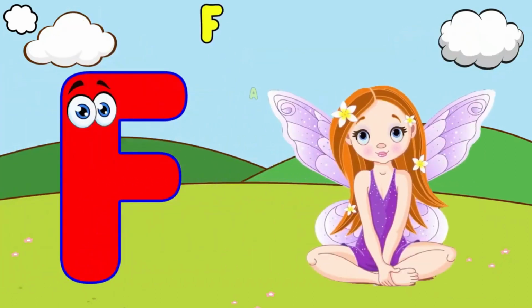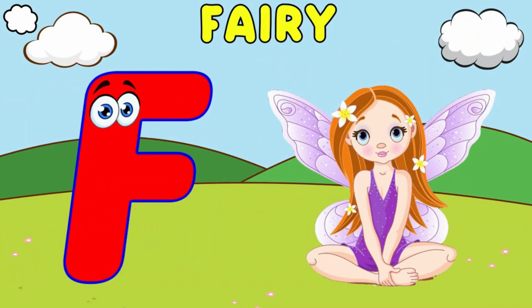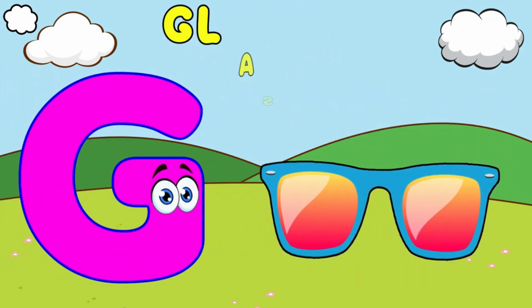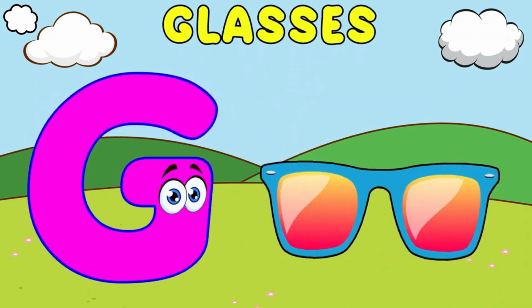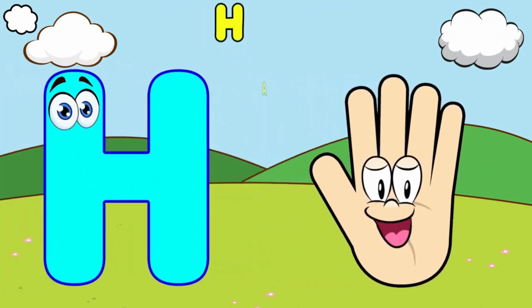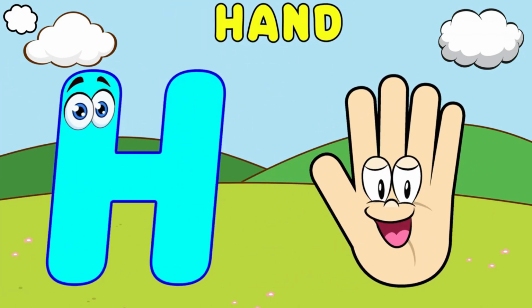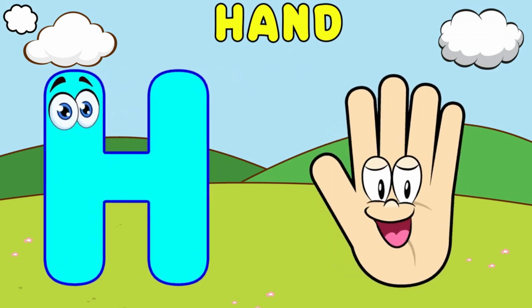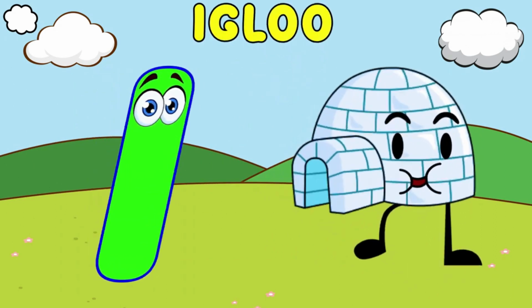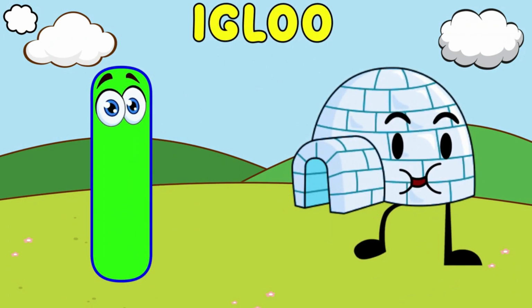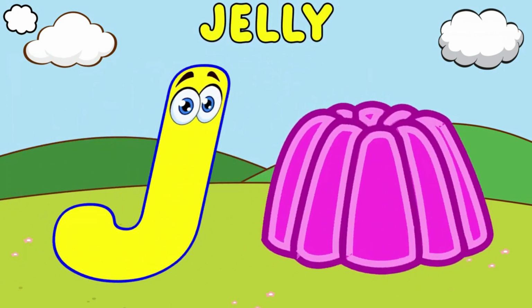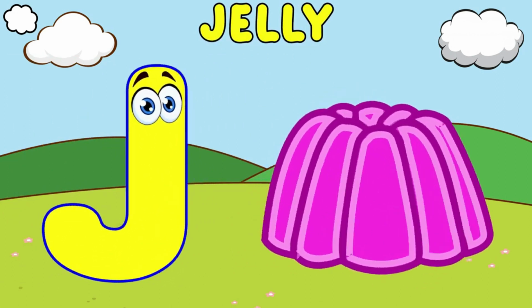F is for fairy. G is for glasses. H is for hand. I is for igloo. J is for jelly.